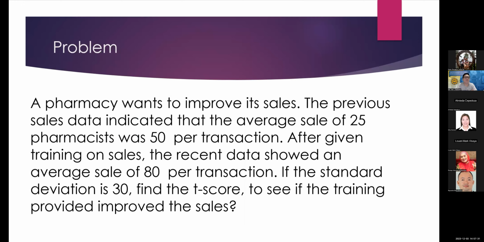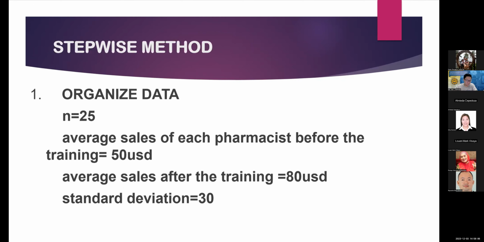So, example of a problem: a pharmacy wants to improve its sales. The previous sales data indicated that the average sale of 25 pharmacies was 50 per transaction. After being given training on sales, the recent data showed an average sale of 80 per transaction. If the standard deviation is 30, find the t-score to see if the training provided has improved the sales.